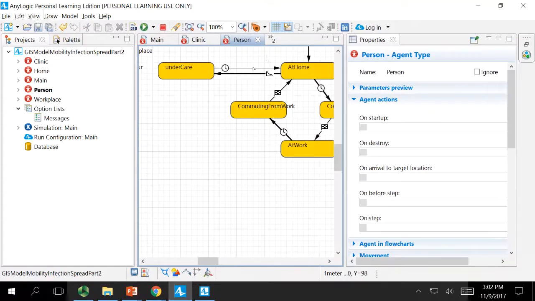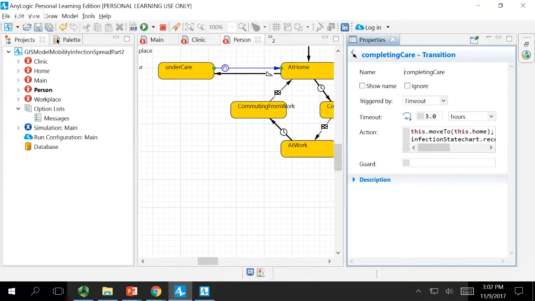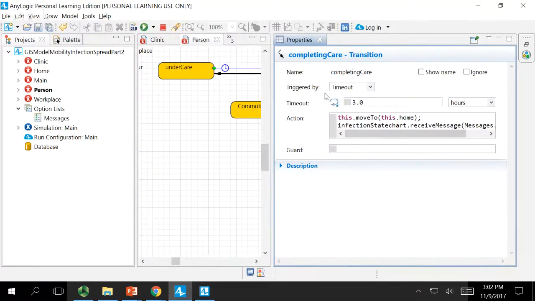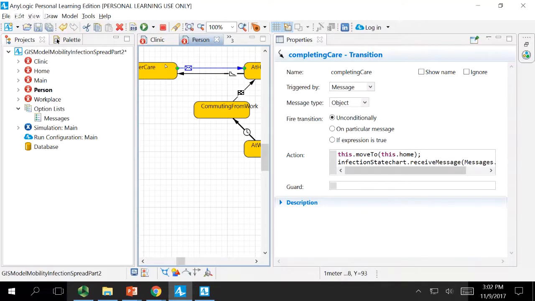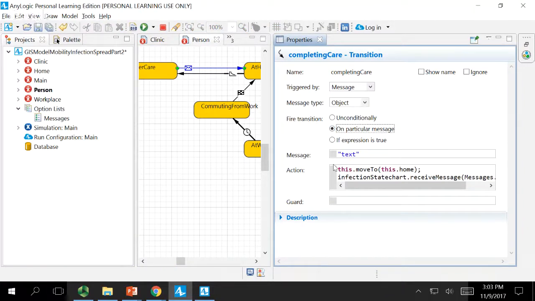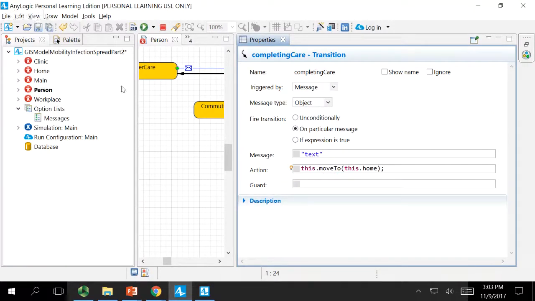And ladies and gentlemen, we are going to now eliminate this. We're going to change this return flow from being a timeout to being a message flow. It's going to be triggered by a message, I should say, a message transition. So instead of just coming to the clinic and 3 hours later they're going to go home cured, we're going to instead have this be triggered by a message. And that message is going to be a particular message, and for now, it is going to be messages.cured. So when they're cured, they're going to go home. So the message here is messages.cured.